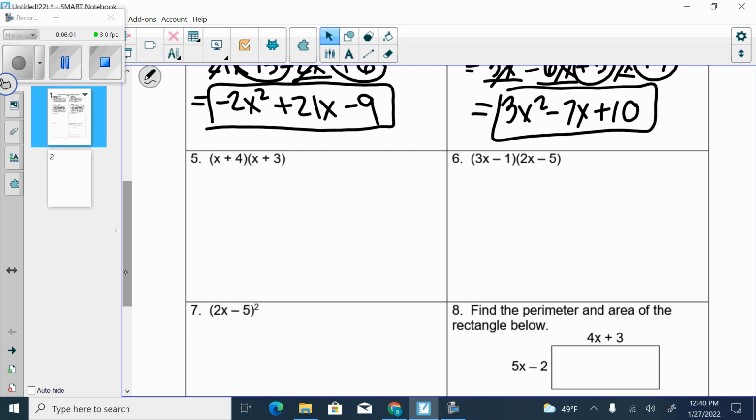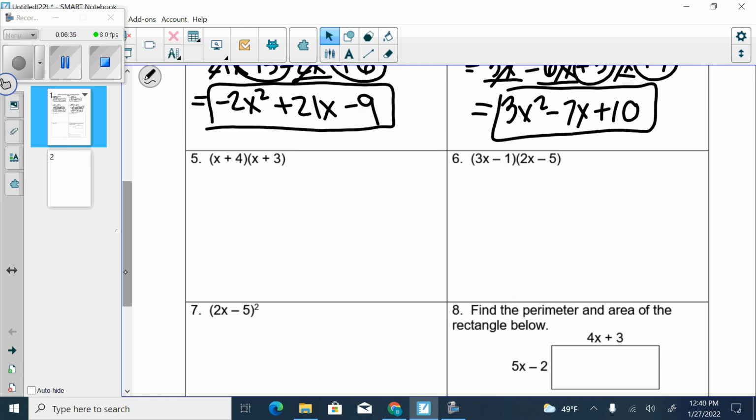Okay, number 5. There is no number by itself in front of the parenthesis. It's just saying multiply this parenthesis times that parenthesis. We multiply everything. What's important here is that I have to multiply this x times both of those pieces, but I also have to multiply this 4 times both of those pieces. So we call that foiling it out, right?